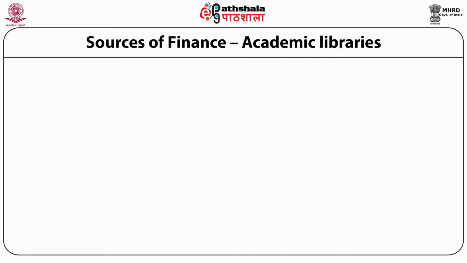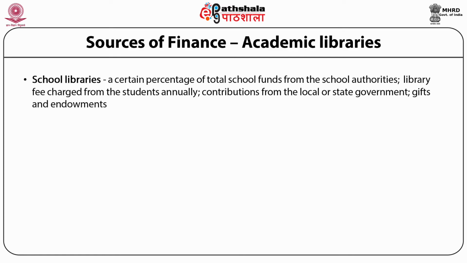Sources of finance for academic libraries. Academic libraries can be school libraries, college libraries, or university libraries. And the sources of finance for each category of academic libraries differs. For example, for school libraries, the sources are a certain percentage of total school fund from the school authorities is given to the school library. Then students are annually charged library fee, which goes towards the well-being of the school library, and also contributions from the local or state government are also another source.